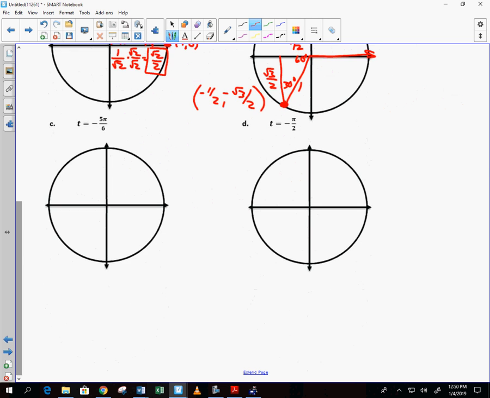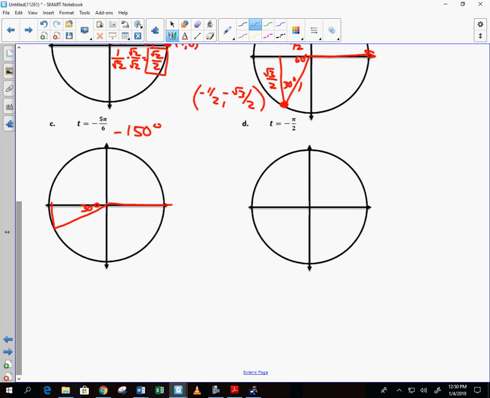Oh no, the next one's negative. No sweat, right? Negative, that's no problem for us. We just go the other way. 5 pi over 6, how many degrees is that? 150. So how many degrees from 180 does that bring me? 30 degrees. That's my location for negative 150 degrees. Good work.